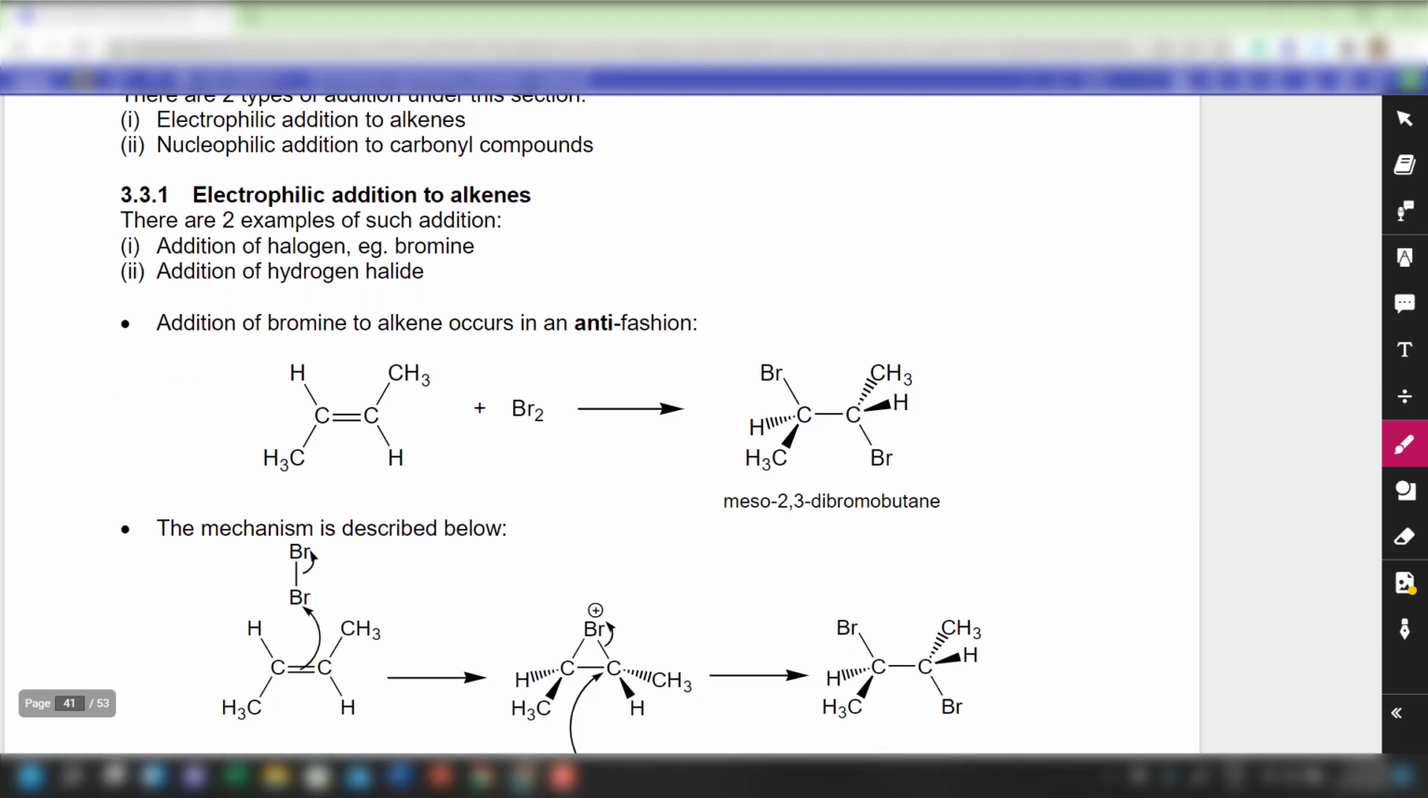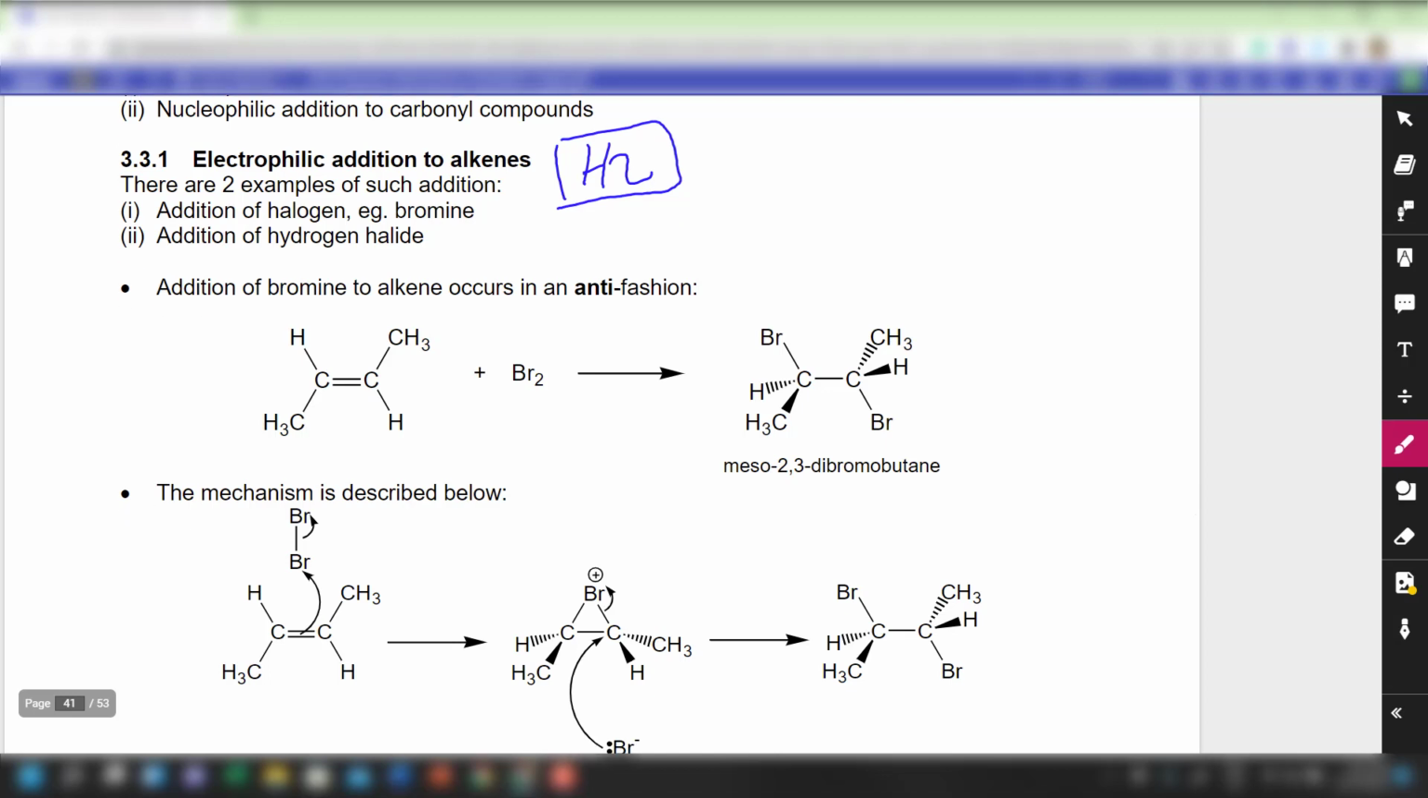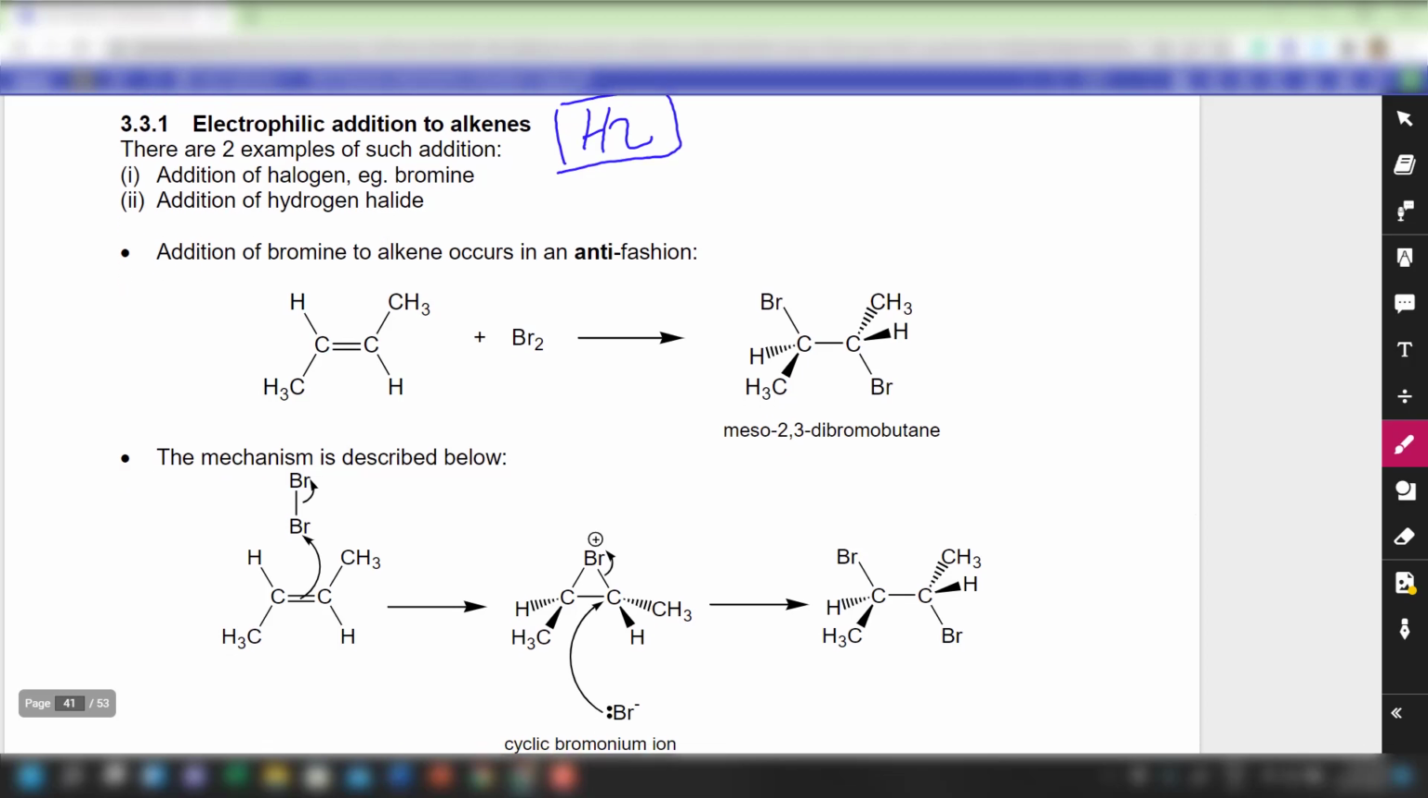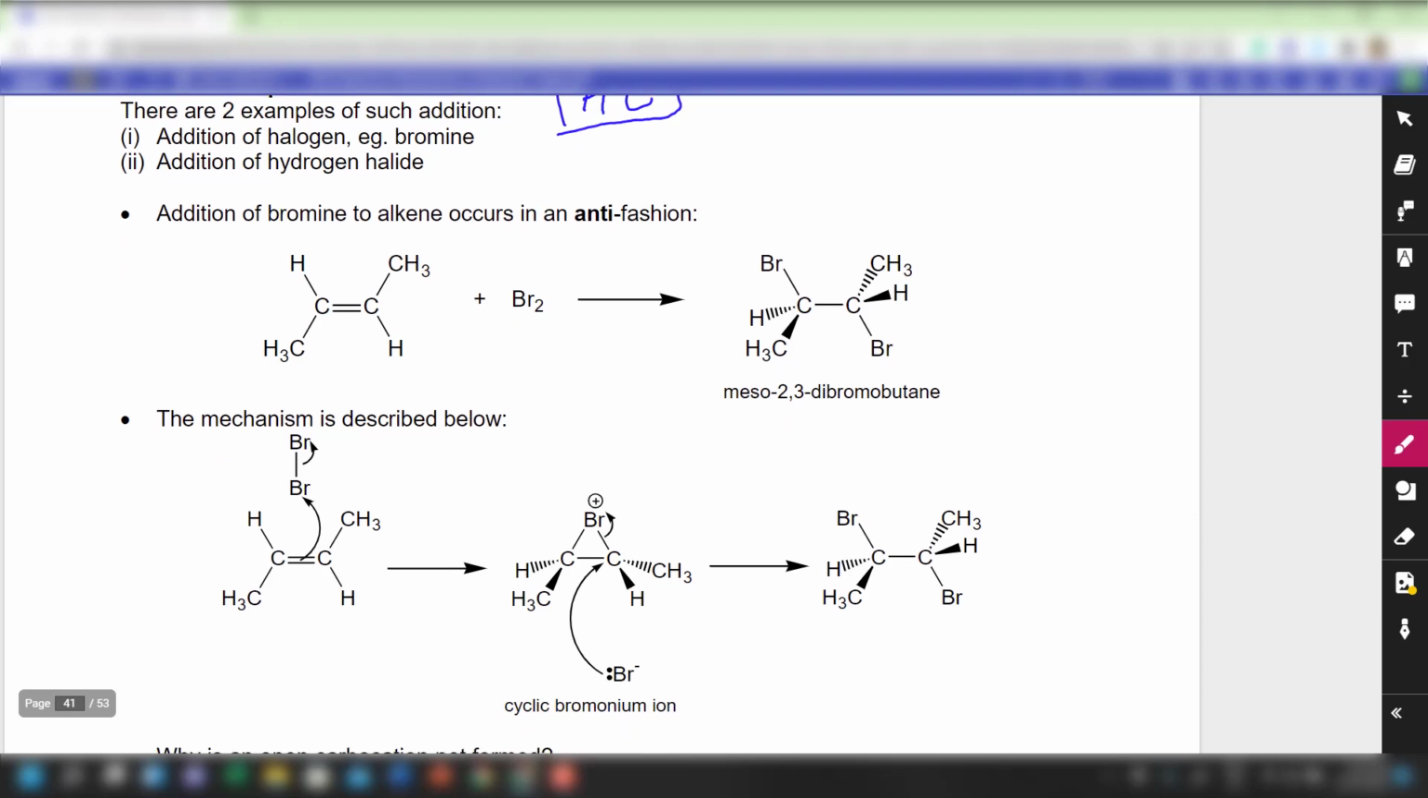Okay, so for electrophilic addition, it's not very different from what you have learned in H2. And for the purpose of the current H3 curriculum, you do not need to know any new mechanism pertaining to electrophilic addition to alkenes. Unlike the old H3 curriculum, where we specifically teach you the electrophilic addition of alkenes with bromine via this particular intermediate. We call it the cyclic bromonium intermediate.